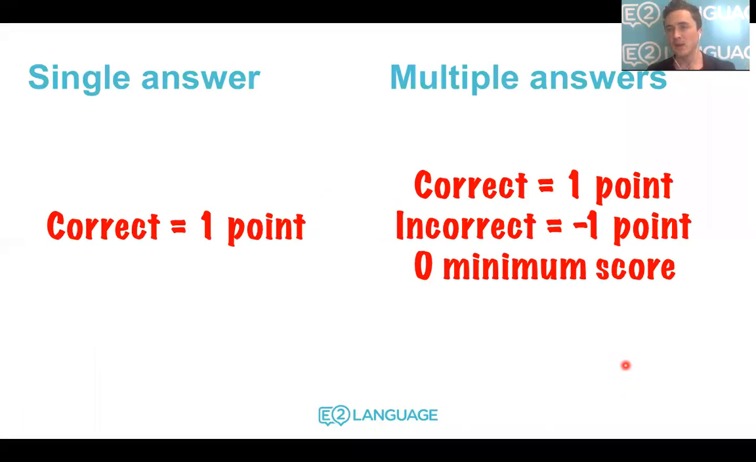Scoring. Single answer, if you get it correct, you get 1 point. No negative scoring in single answer. Multiple answers, if you get it correct, you get 1 point. However, if you get it incorrect, you lose a point. Keep in mind that 0 is the minimum score. You cannot get -1, -2, -3. But this has some implications, okay? This has implications for your score, especially if you need to guess.